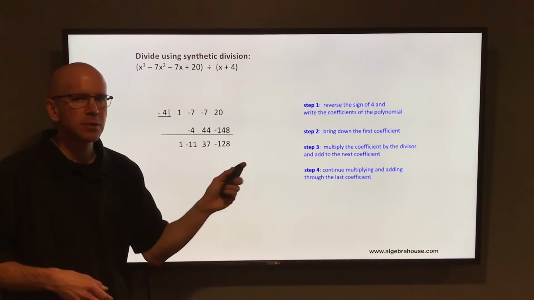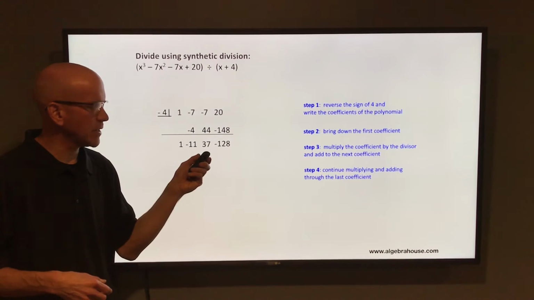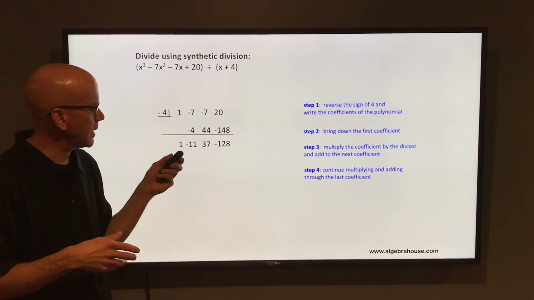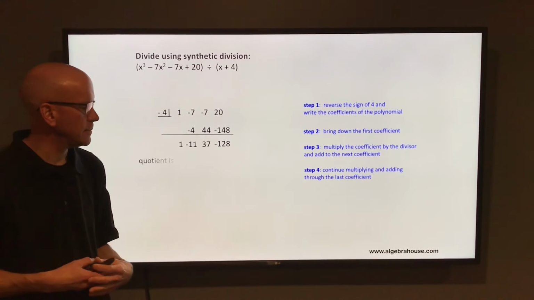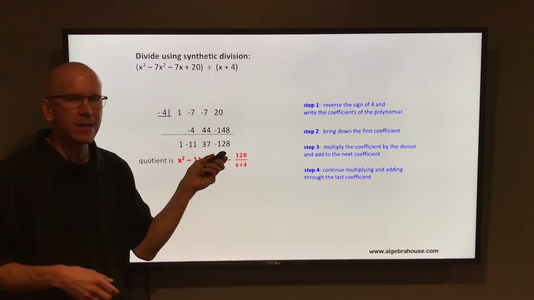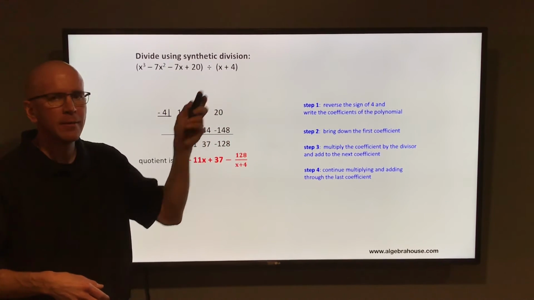So again, these are the coefficients of the answer. -128 is the remainder. 37 is the constant term. -11 is the coefficient of x. And 1 would be the coefficient of x squared. So we'd have x squared minus 11x plus 37. That remainder is -128. So we'll write -128 over that x plus 4.